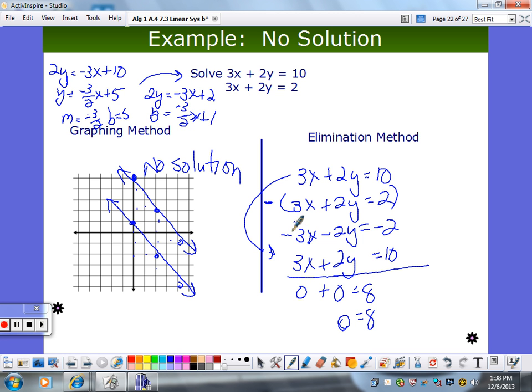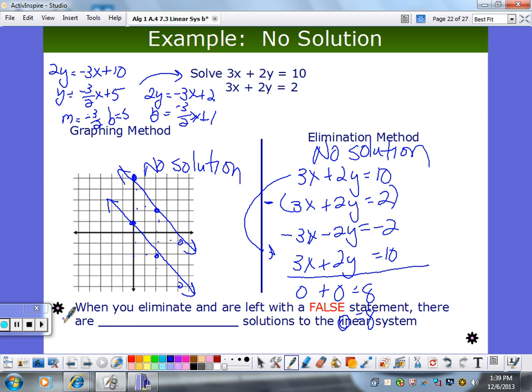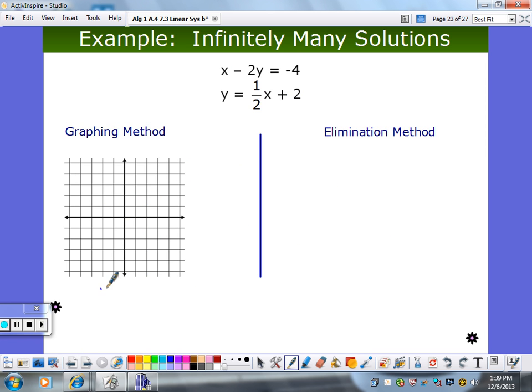Now that's crazy, right? When you lose your variables and you get something wacky like that, what does that mean? If you are trying to solve a linear system and you get something wacky, that means you ran into some parallel lines. No solution. So when you eliminate and are left with a false statement, there are no solutions. So sometimes wacky things can happen. You have parallel lines. How else do you know they're parallel? Same slope, different y-intercepts. If you happen to notice that, you can also tell that there's going to be no solution, parallel lines.